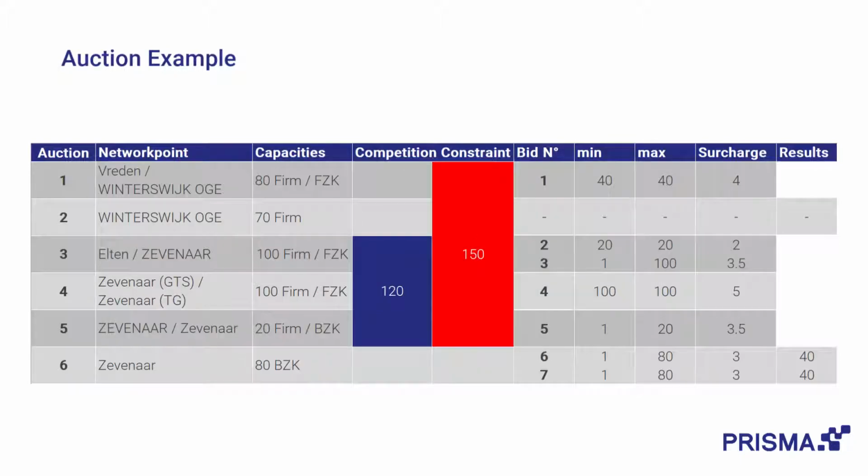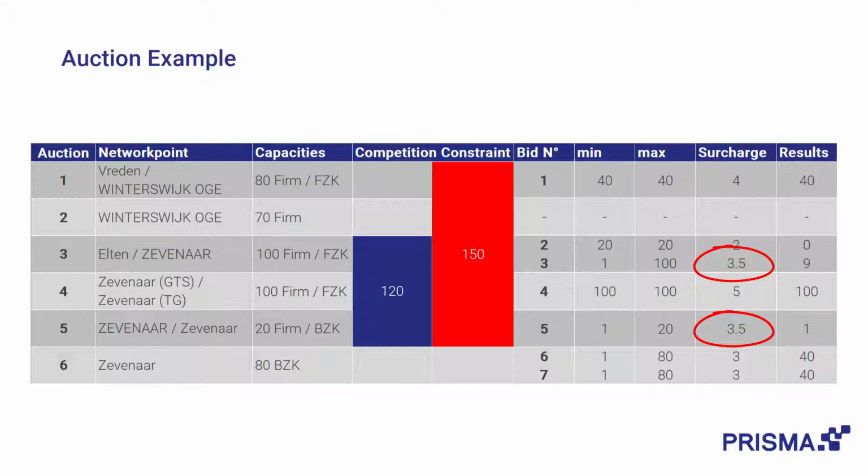In the end, the results are as follows. Bid 4 gets 100 capacity, bid 1 gets 40, bid 3 gets 9, and bid 5 gets 1. Since the lowest surcharge of a bid that received capacity is 3.5, the clearing price for the whole capacity is 3.5 according to the uniform price auction rules.